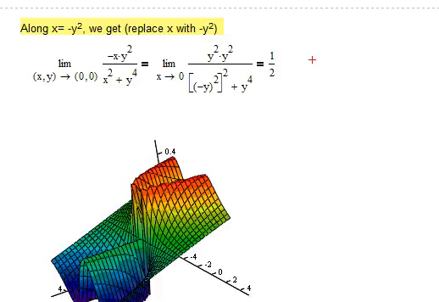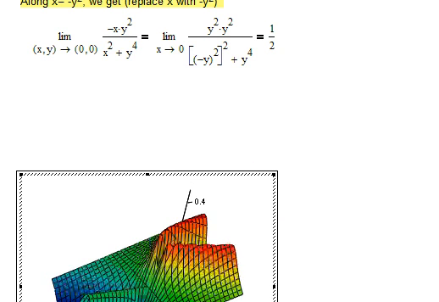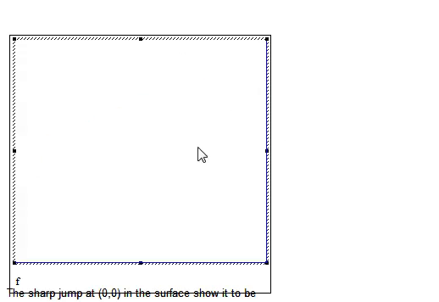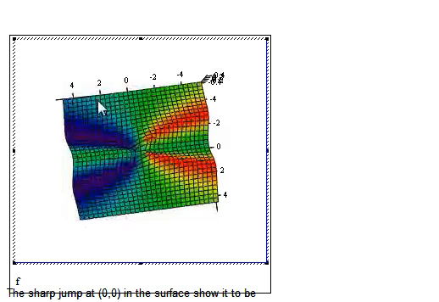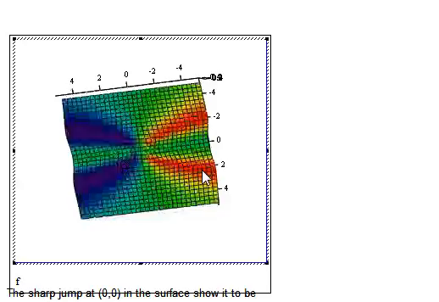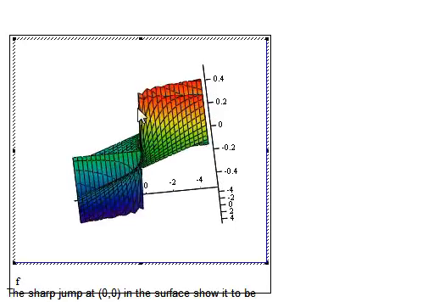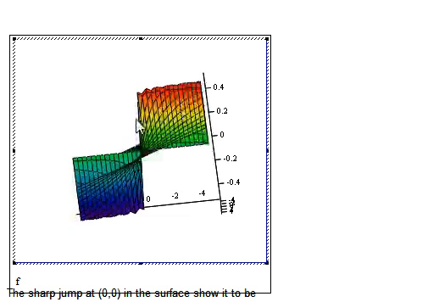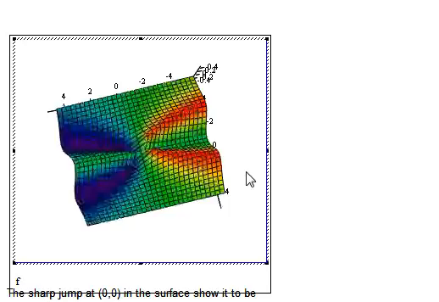So I hope you can see what's going on here. Along the path where x equals y squared, we have this red part, and the limit is 1/2. You can see it from the side here, 1/2. And that's when we're going on the parabola x equals y squared. That's along this parabola.